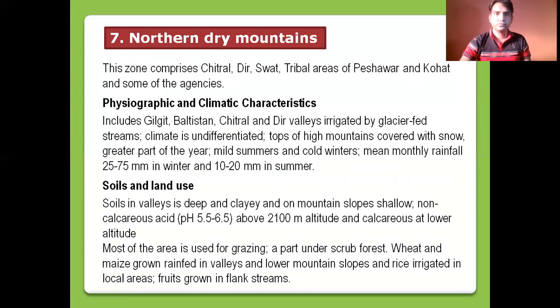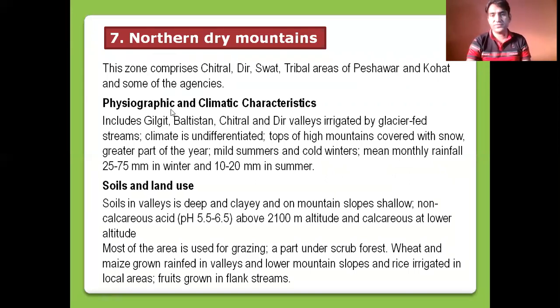So those were the wet mountains, where we have more rainfall and snowfall. Now we come to the northern dry mountain, dry especially. This zone comprises Chitral, Dir, Swat, tribal areas of Peshawar and Kohat, and some of the agencies, such as Kurram agency. So Chitral, Dir, Swat, and some tribal areas and agencies are found here.